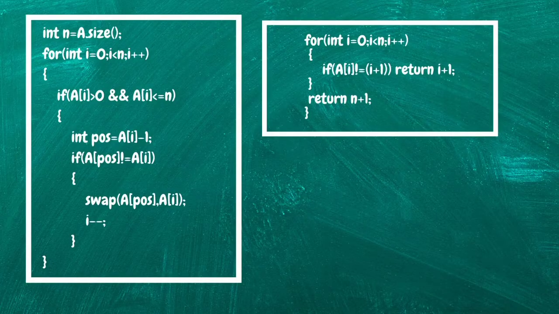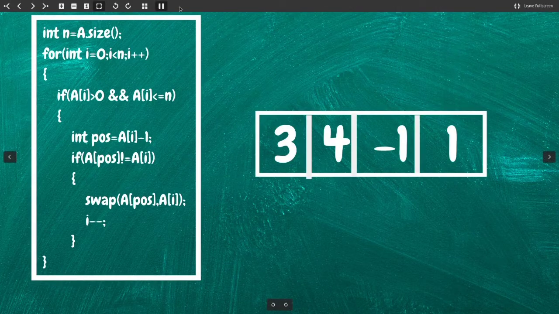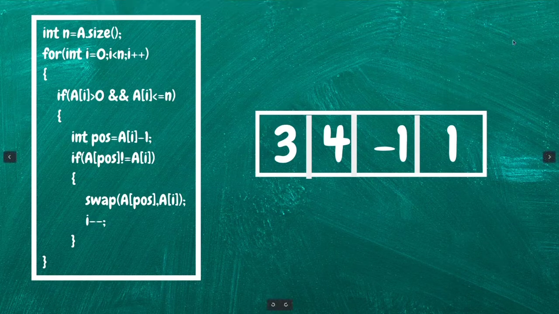Now let's get to the code. This is my code, as you can see. I'll be explaining the code line by line. So let's get into this part of the code. This is our input array and I will be exploring this question with the help of this array.